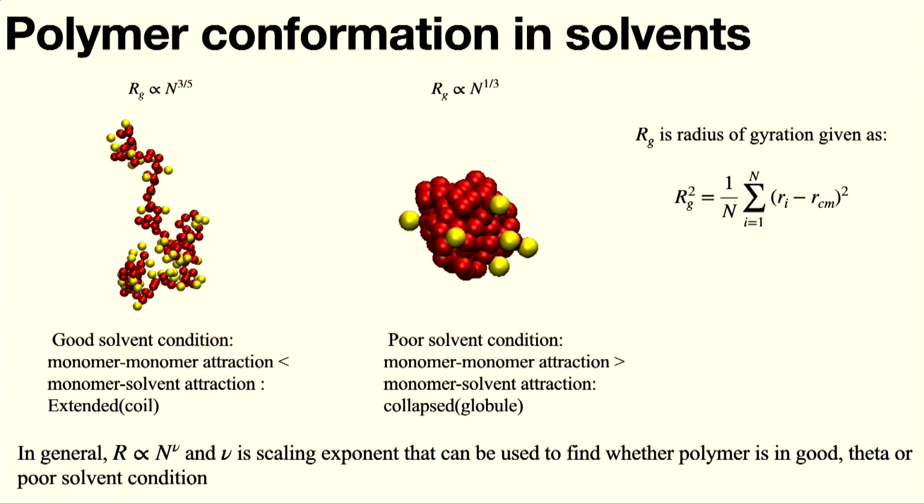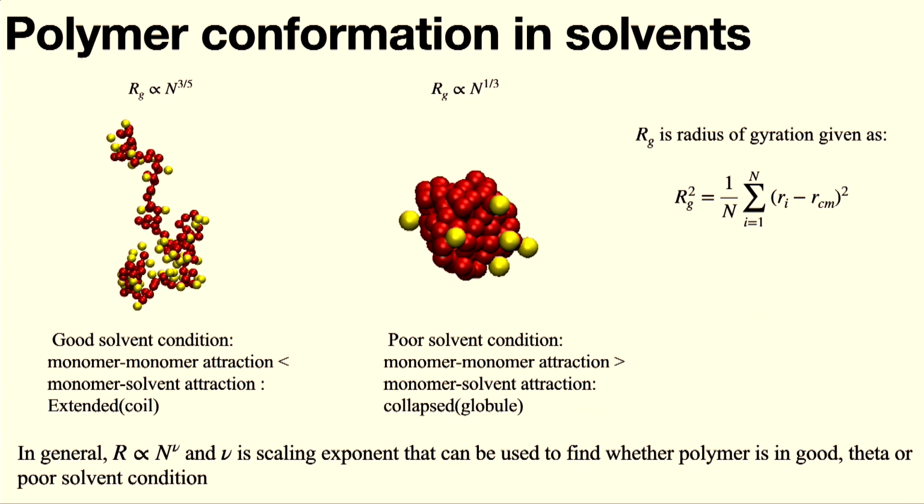Before that, what polymer conformation will there be in different solvent qualities? It is known that in good solvent conditions, the chain will be in an extended form. We call it a good solvent condition when the attraction between the monomers is less than the monomer-solvent attraction, and the chain will be in the extended form by the logic that the monomer wants to have more contact with the solvent.